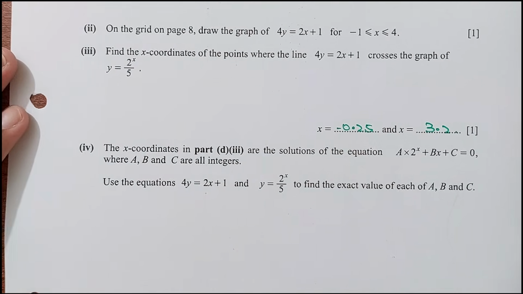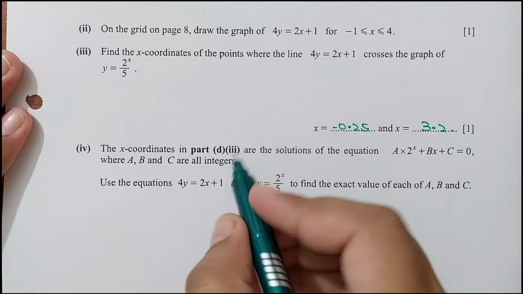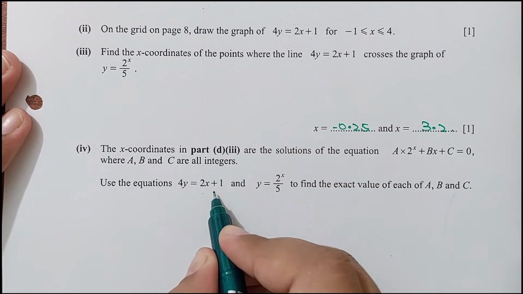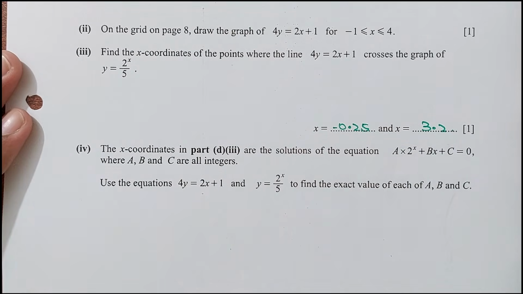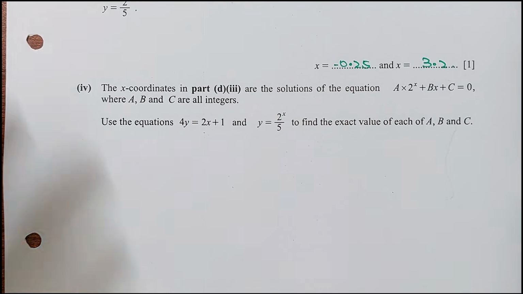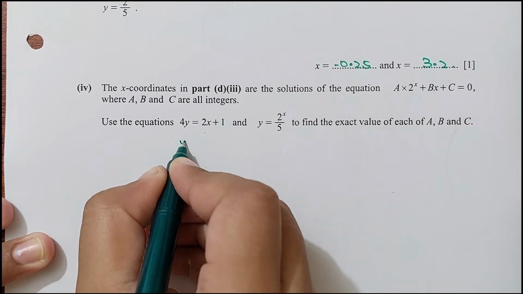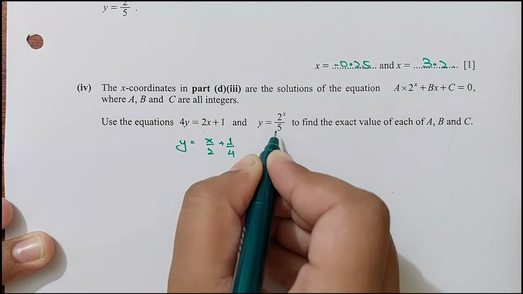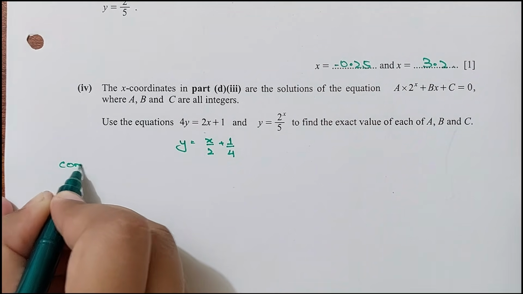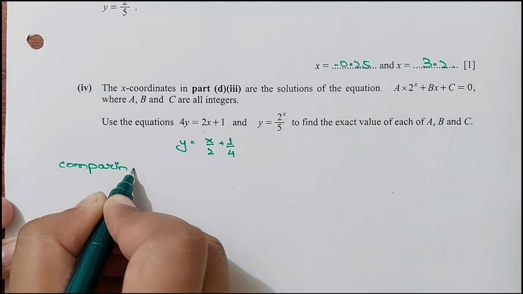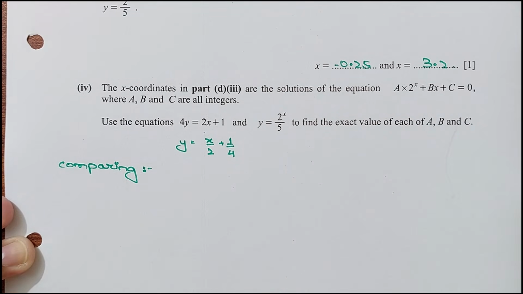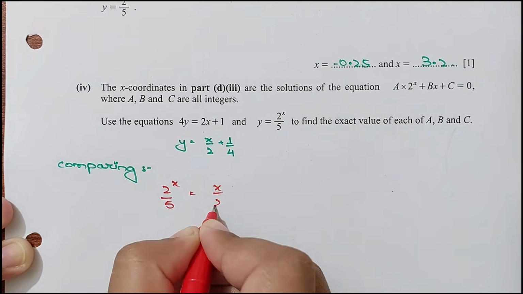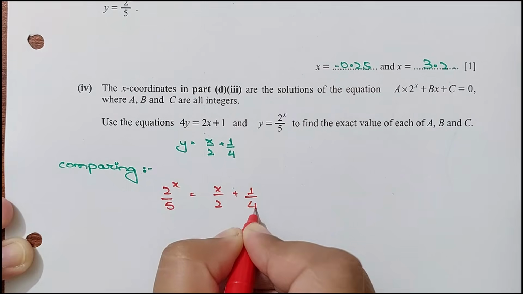Now for part 4, the x-coordinates in part D3 are the solutions of the equation where a, b, c are all integers. Use the equation and the curve to find the exact value of each of a, b, c. They are the solutions, so we have to put them equal. From here, y value is x by 2 plus 1 by 4. Now let me compare. So here we have 2^x over 5, this would be equal to x by 2 plus 1 by 4, right?